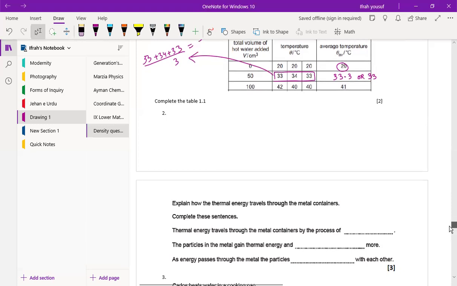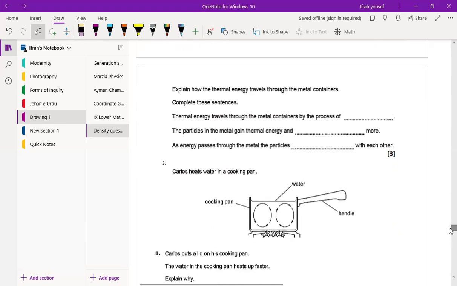Okay, done. Explain how thermal energy travels through metal containers. Complete these sentences: thermal energy travels through the metal containers by the process of what? Which process takes place in the conductors? Conduction. कंडक्शन में कौन सा प्रोसेस होता है जो मेटल्स के अंदर हो रहा होता है? It should be electron diffusion. Electron diffusion, or we can say conduction. Right?